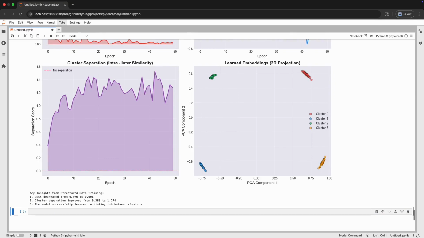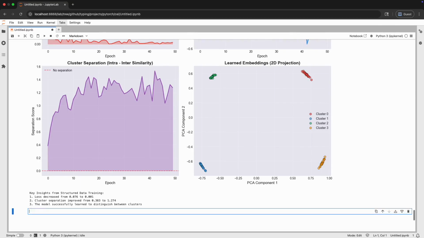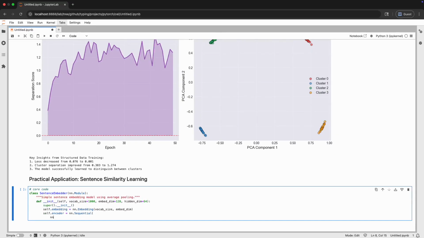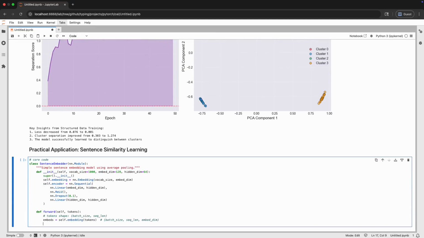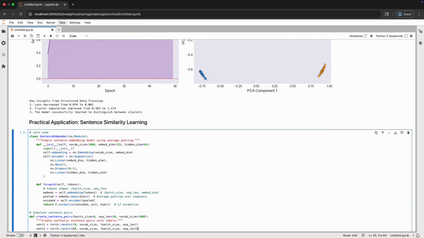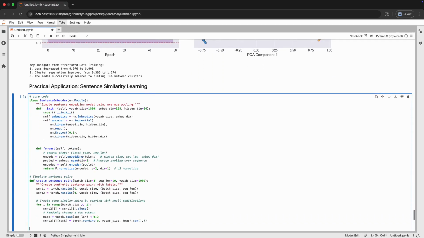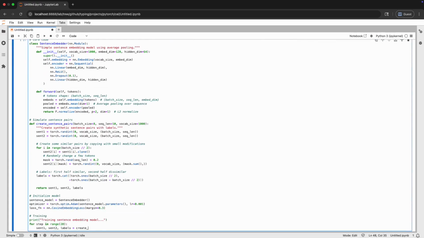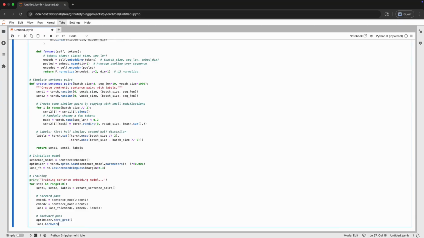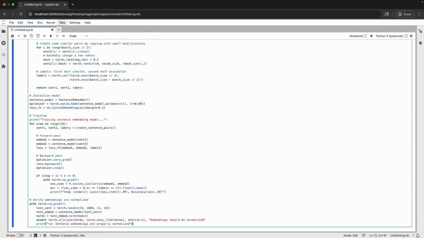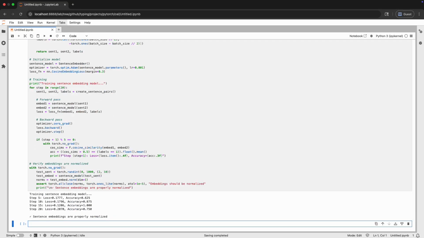Now let's look at a practical application with sentence similarity learning. I'm building a sentence embedding model that uses average pooling over word embeddings. This simulates how real NLP models learn sentence representations. The model takes token sequences, embeds them, pools them into a single vector, and normalizes the result. Let's train it on synthetic sentence pairs where some are similar, created by copying with small modifications, and others are completely different. Good progress. The model is learning to distinguish between similar and dissimilar sentences.